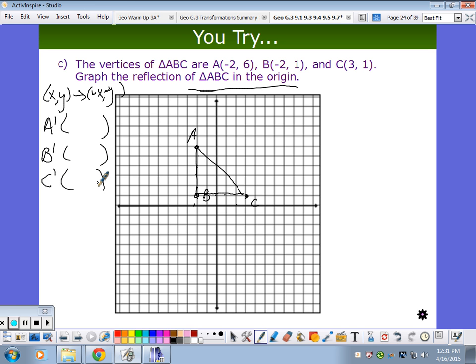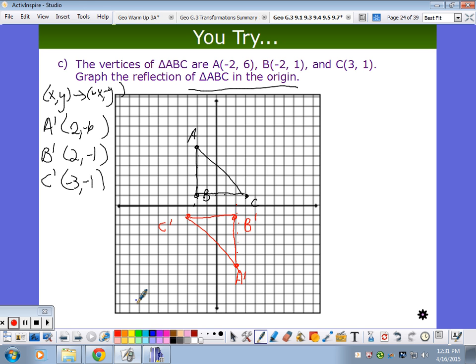Make sure you are putting these points on. I mean, this is important. If you want to see these points, make them negative, so I'm looking at these, becomes (2, -6), becomes (2, -1), becomes (-3, -1). Just making all these values opposite. (2, -6), (2, -1), and (-3, -1). And it should be upside down because these are rotations of 180 degrees. That's what it should look like.